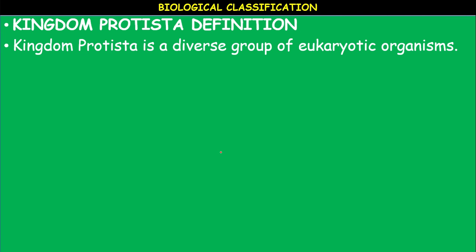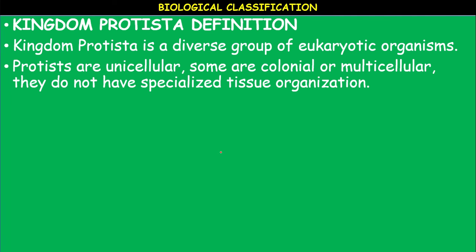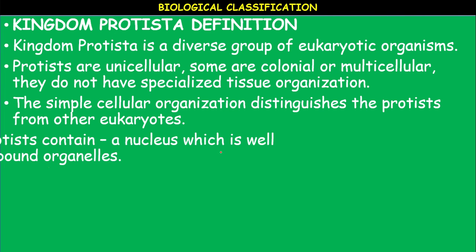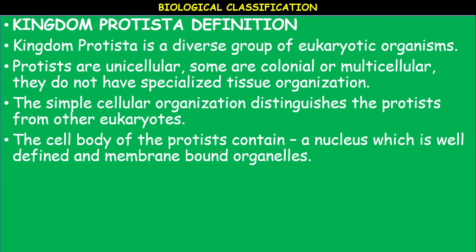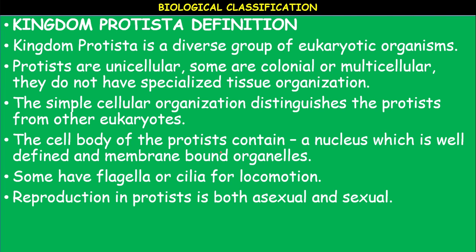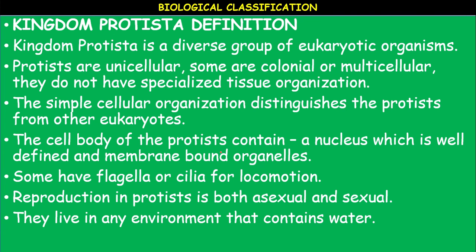The kingdom Protista is a diverse group of eukaryotic organisms. The protists are unicellular, some are colonial or multicellular. They do not have specialized tissue organization. The simple cellular organization distinguishes the protists from other eukaryotes. The cell body of the protists contains a well defined nucleus and membrane bound organelles. Some have flagella or cilia for locomotion. The reproduction in protists is both asexual and sexual. They live in any environment that contains water.